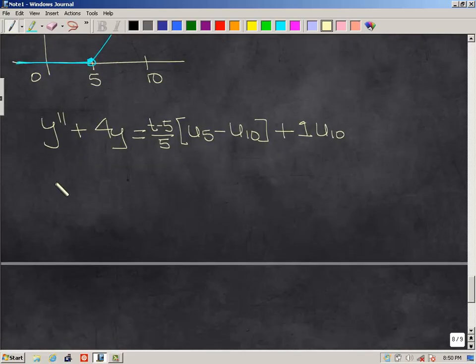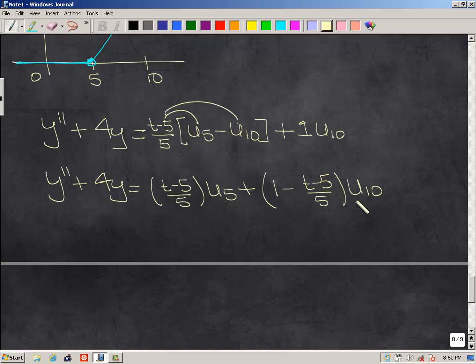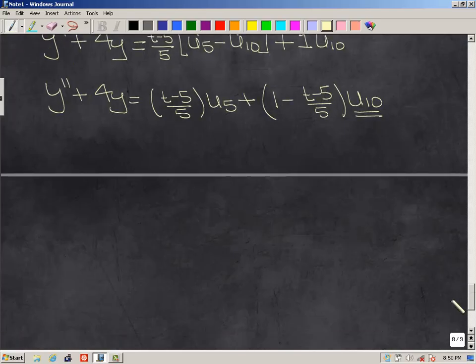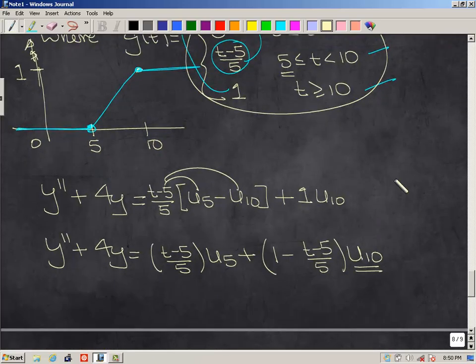I'm just going to clean this up a little bit, combine some of those u functions that are the same. So we get (t minus 5) over 5 times u of 5, plus (1 minus (t minus 5) over 5) times u of 10. So I distributed here and collected the u of 10s. That's all I've done. Now this is my differential equation. The nice thing about the step function is that it takes a piecewise function that has 3 different definitions and writes it as a single function. So that's nice.